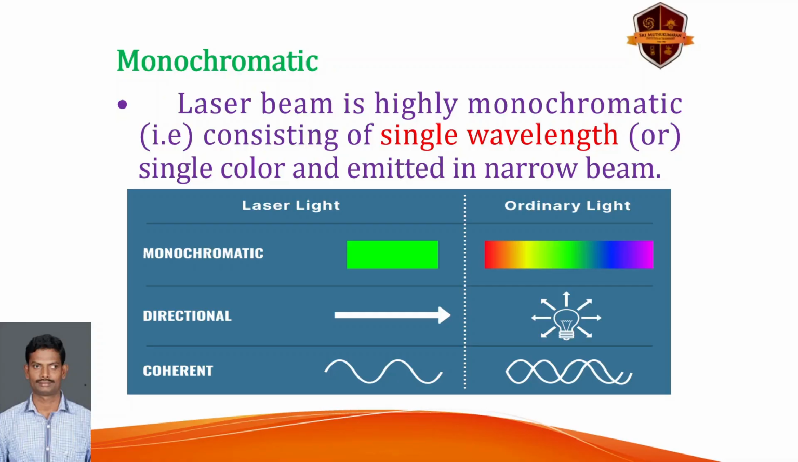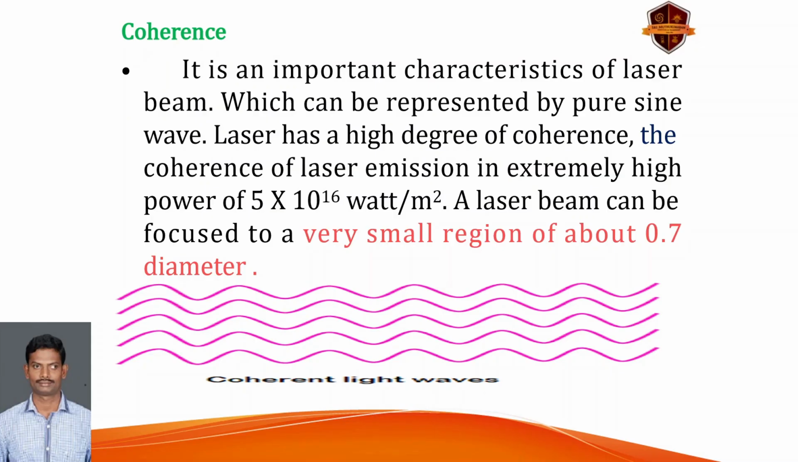But ordinary light spreads in all directions, multi-directional, with different colors, violet to red. Coherent source: a laser is a very coherent source, a very thin, narrow beam, with the same phase, same amplitude, and constant phase difference. The picture shows the coherent source of light.